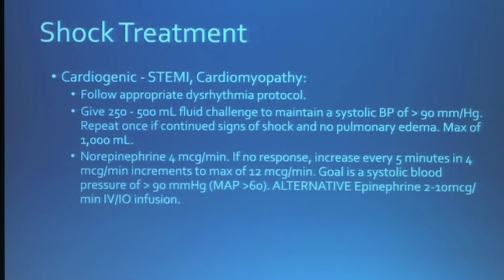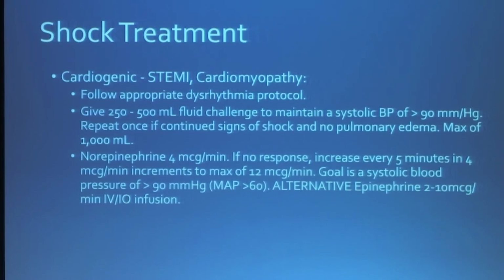Cardiogenic shock. Follow your dysrhythmia protocol. So treat PSVT, treat VTAC with pulses, quote, stable or unstable. So unstable you treat with sparking, stable you treat with medications. Now, it's hard to say that anyone who was in cardiogenic shock would be, quote, stable. So give a 250 to 500 cc fluid challenge. Try to maintain blood pressure greater than 90 if they're not in dysrhythmia. Repeat once. And with cardiogenic shock, we try to keep it down to about 1,000 cc, 1,000 mils.